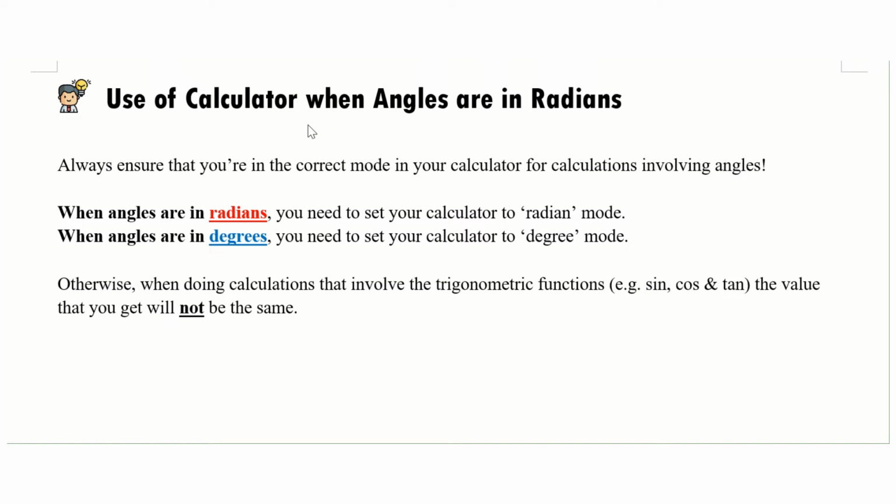So coming back to this, I want to address how to use the calculator when angles are in radians. Always ensure that you're in the correct mode when using your calculator for calculations involving angles. This is extremely important, because when angles are in radians, you have to be set in radian mode, and if your angles are in degrees, your calculator has to be set in degree mode. Otherwise, when doing calculations involving trigonometric functions especially, such as sine, cosine or tangent, the value that you will get will not be the same. I will be attaching 2 separate videos on how to convert your calculator into the respective modes. You need to know how to do this on your own during exams as well.